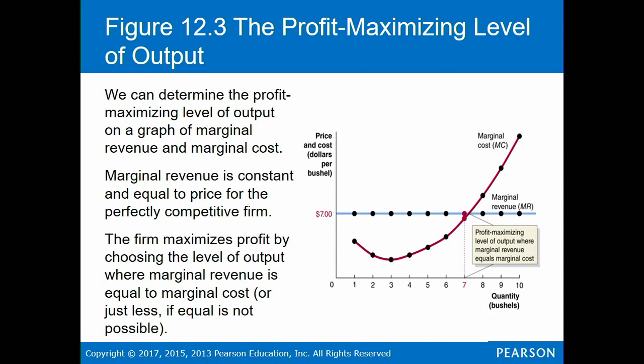So we can also use a graph to show this. And using the graph, we can determine what level of production is going to maximize the profit, just looking at marginal revenue and marginal cost. So marginal revenue is constant. Again, remember the marginal revenue curve equals the demand curve equals the price. So at this $7, we have this horizontal line again.